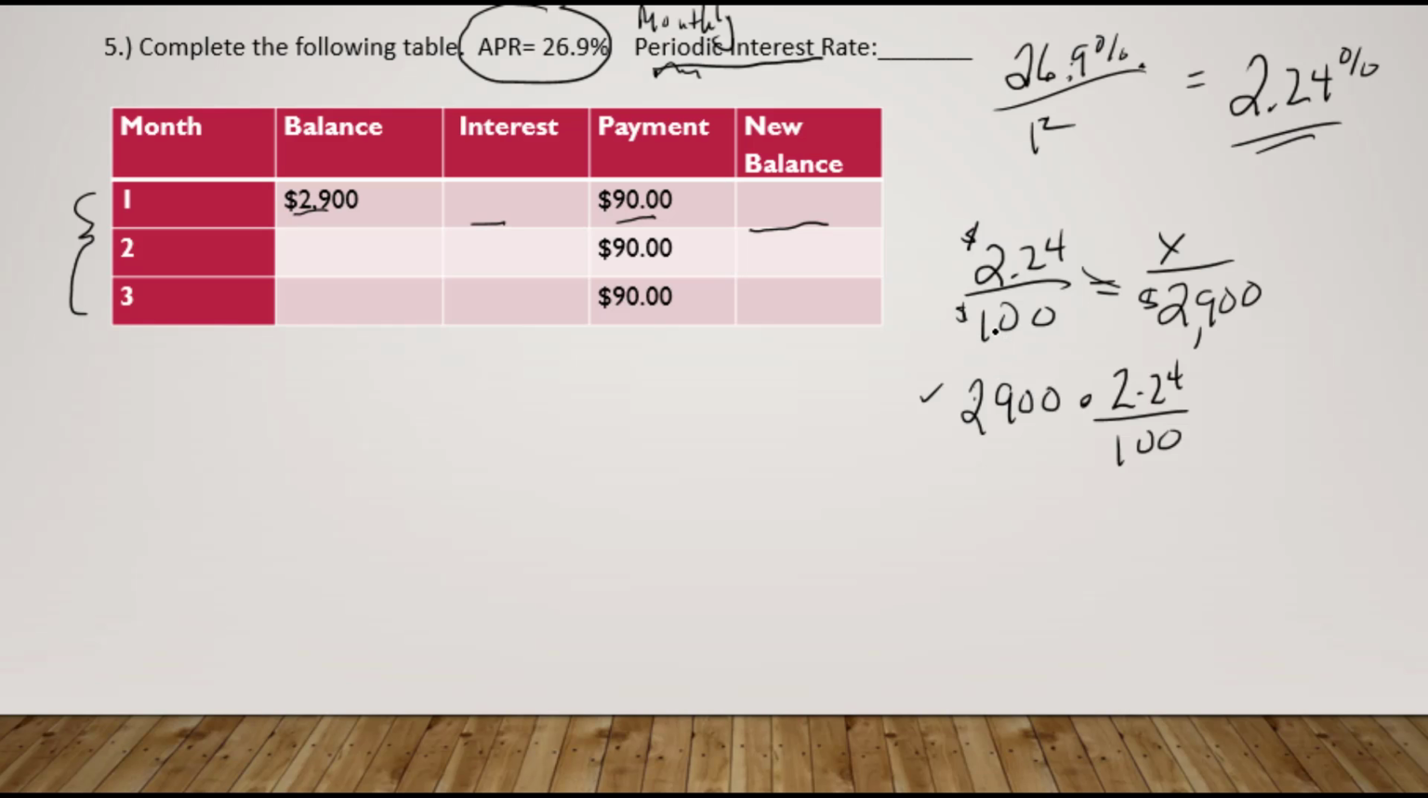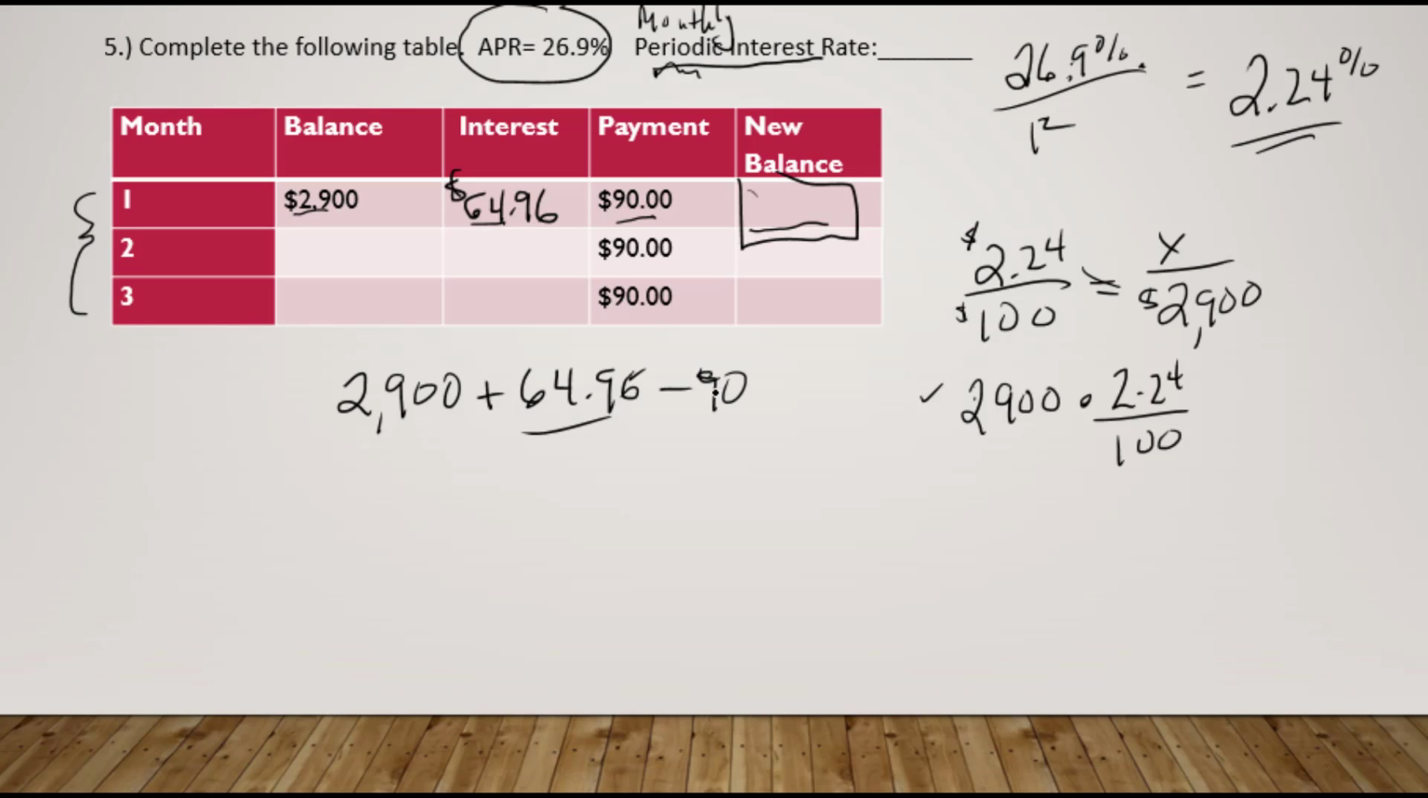So I'll put that in my calculator. 2,900 times 2.24 divided by 100. And I'm getting 64.96. That's how much interest I'm going to pay. Now I'm going to find out my new balance, right? It's going to be my old balance, add the interest in, because that's what you have to pay. That's what they're charging you to borrow. Nothing's free in life, right?